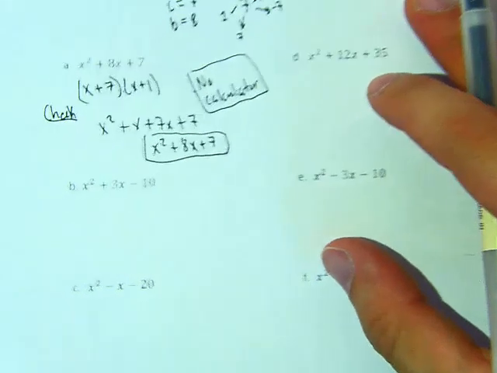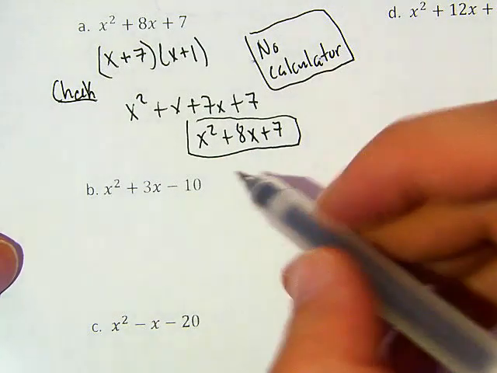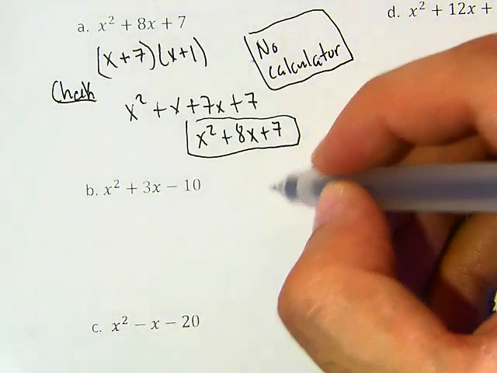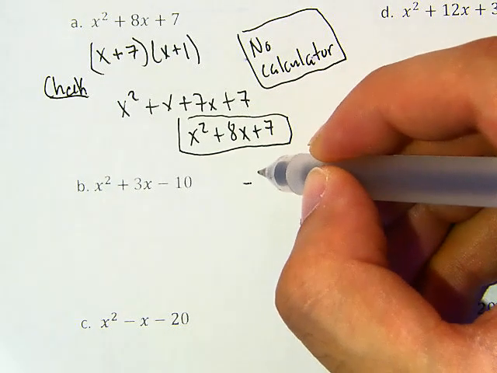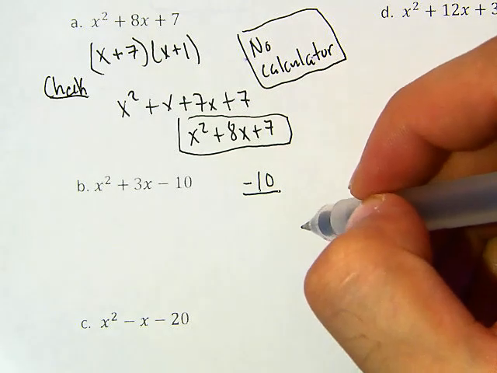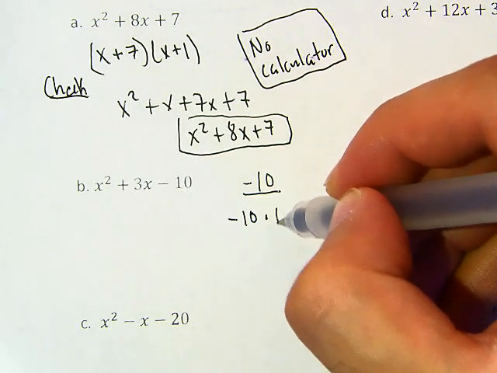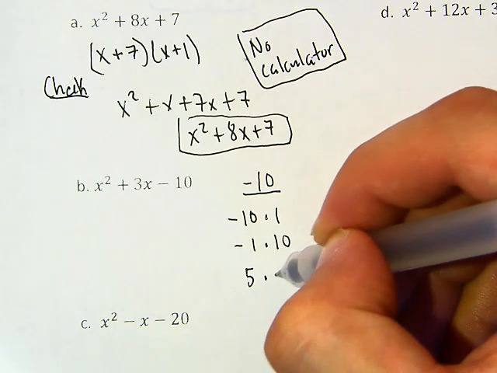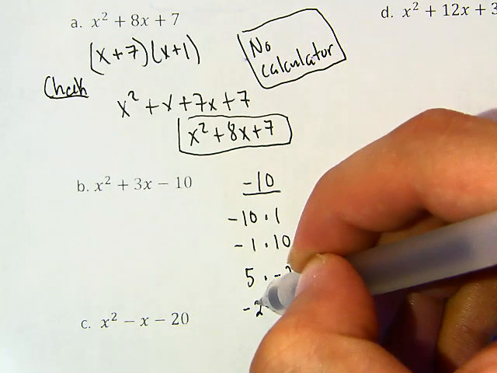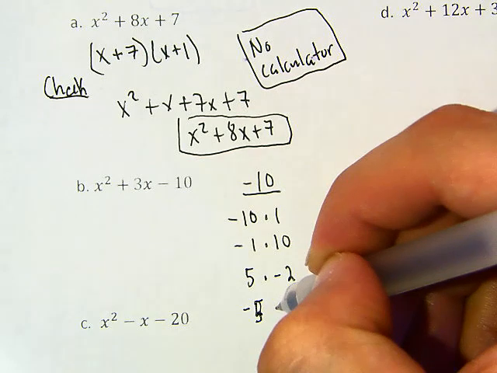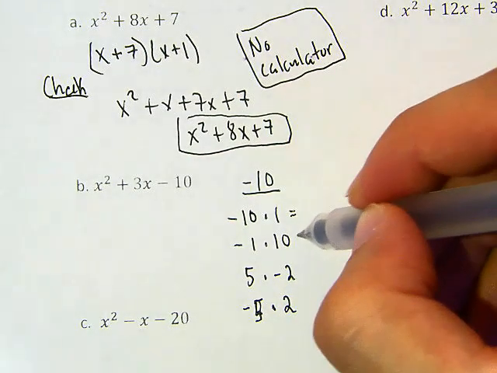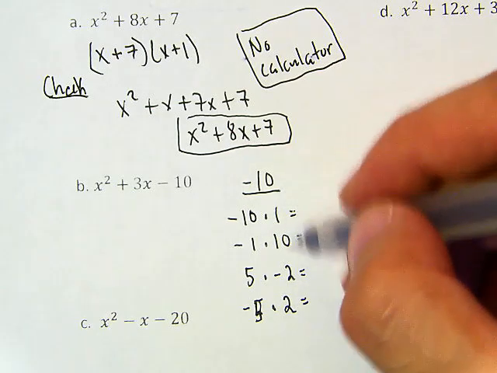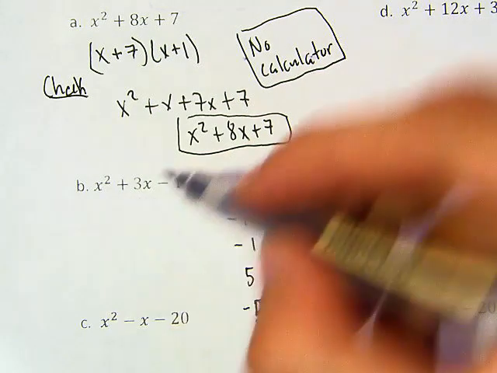Let's look at the first one. Here, what two numbers when I multiply give me -10, but when I add give me 3? Well, the way you can do this is, let's see, how do you get -10 with multiplication? I could do -10 times 1, I could do -1 times 10, I could do 5 times -2, or I could do -5 times 2. Notice that these combinations, when I multiply them, give me -10. But which ones, when I add them, give me that +3 over here?